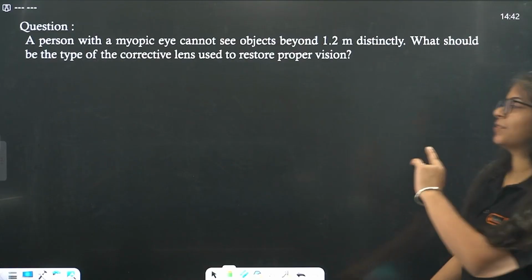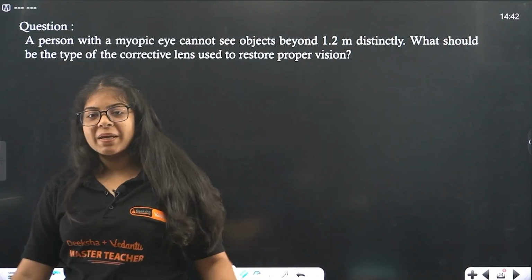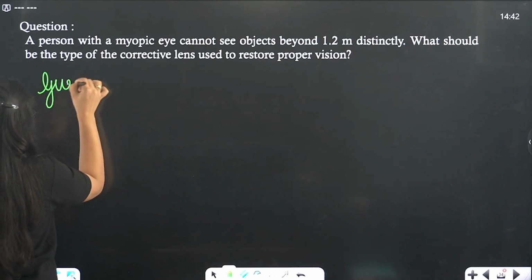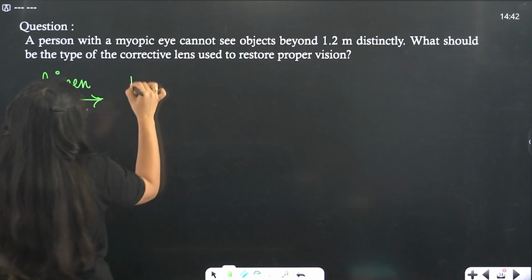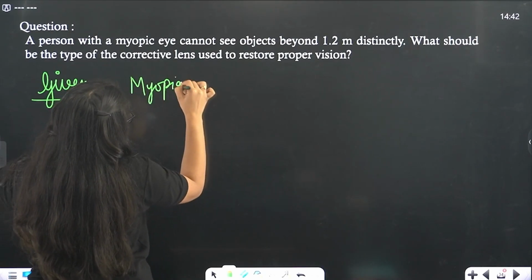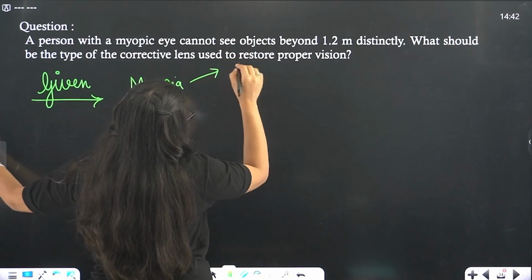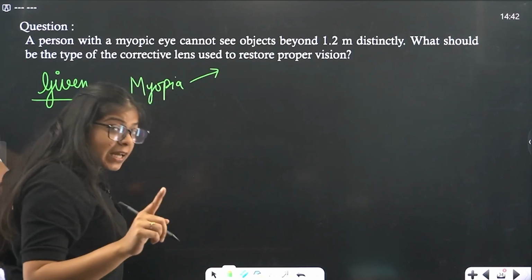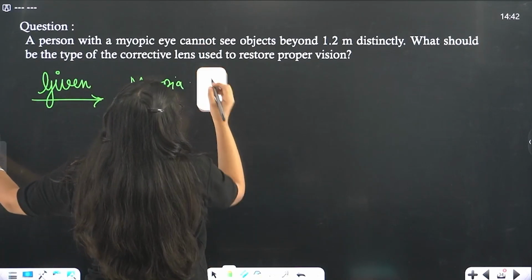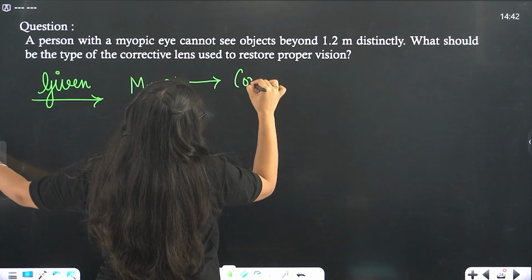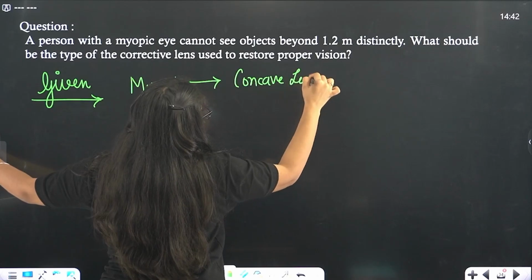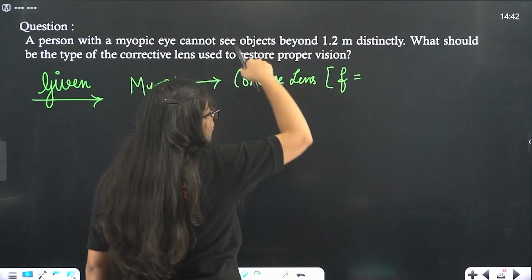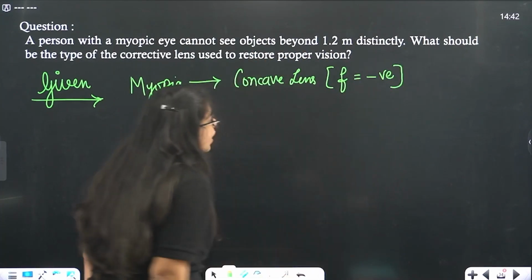Then we have a question we'll do. Yes. A person with a myopic eye. Now, first thing, when you read about myopia, hypermetropia, whatever, the first word you see, you have to write it down. What is this, ma'am? Myopia. Myopia means they cannot see far objects clearly, but they can see nearby objects. Now, the lens we use to correct this is concave. That's what you have to write. Concave lens. What is the sign of the focal length of a concave lens? Ma'am, it is negative. We studied in the light chapter.